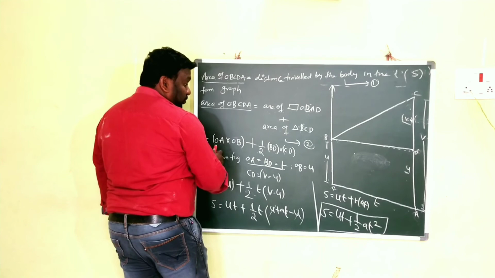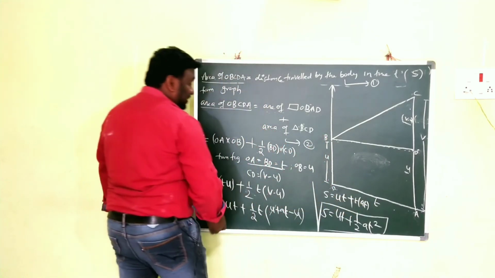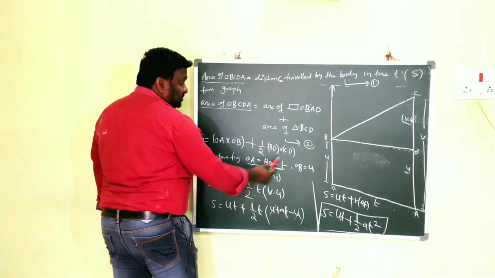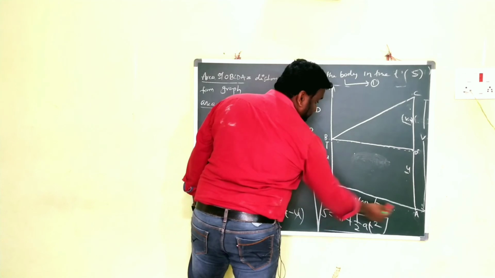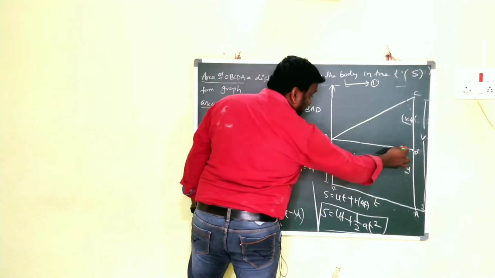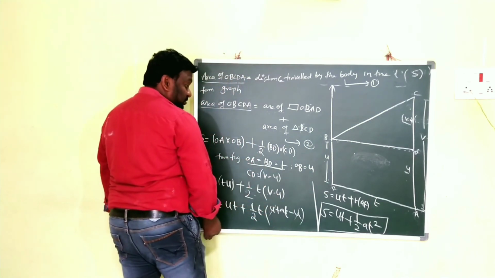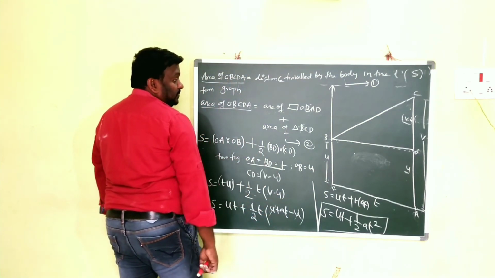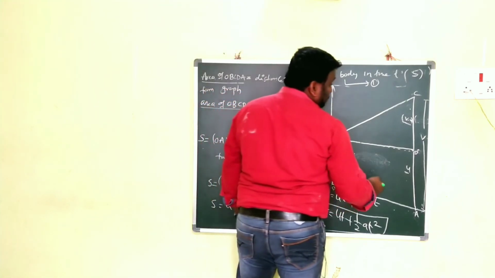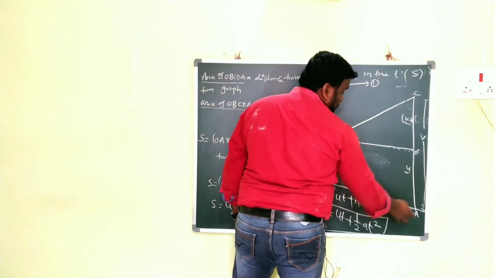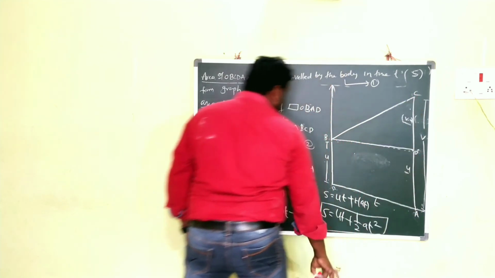From the figure, children, OA means T and OB means U. Clear? And what do you know? BD value is what? BD is nothing but OA. BD and OA are both opposite sides in a rectangle, both are equal. That's why BD is equal to T. And next thing, CD, children. CD is nothing but V minus U, because from here to here it is V and from here to here it is U, and then this is V minus U.